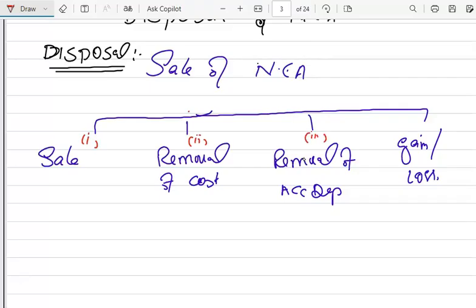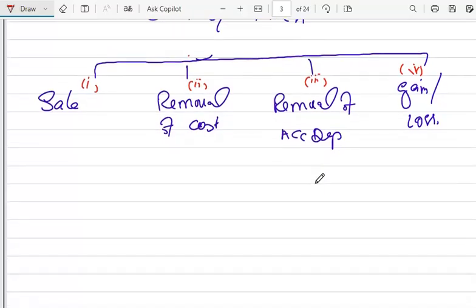So when you dispose any kind of non-current assets, I will require these 4 entries. Number 1, it should be the sale proceeds. Second, removal of the cost of the non-current asset. Number 3, removal of the accumulated depreciation of the non-current asset. Number 4, gain or loss. Okay, I will take an example.